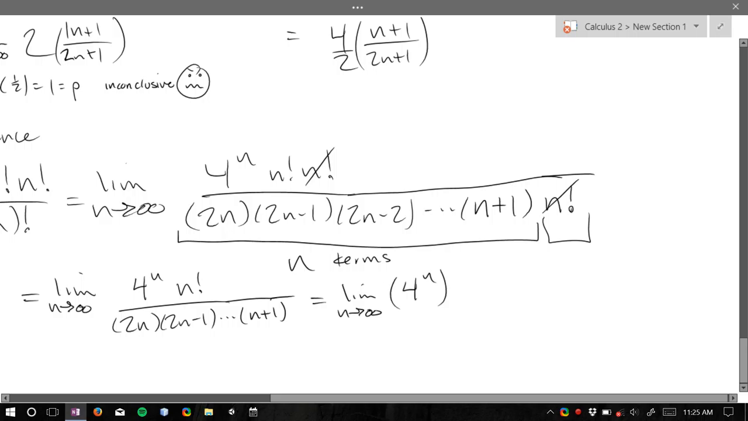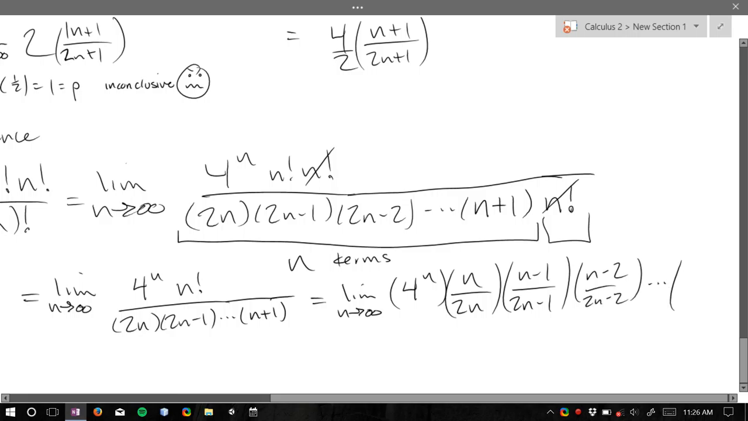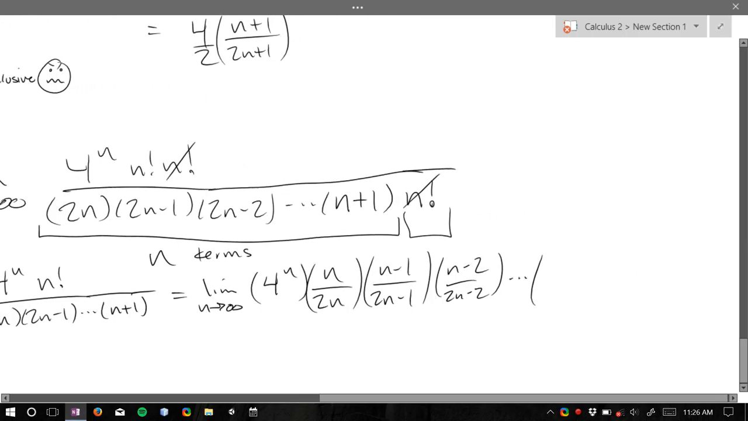So we'll go biggest terms. We'll go n over 2n, n minus 1 over 2n minus 1, n minus 2 over 2n minus 2, dot, dot, dot, down to, we'll write the last two terms, so we're going to get 2 over n plus 2, 1 over n plus 1.